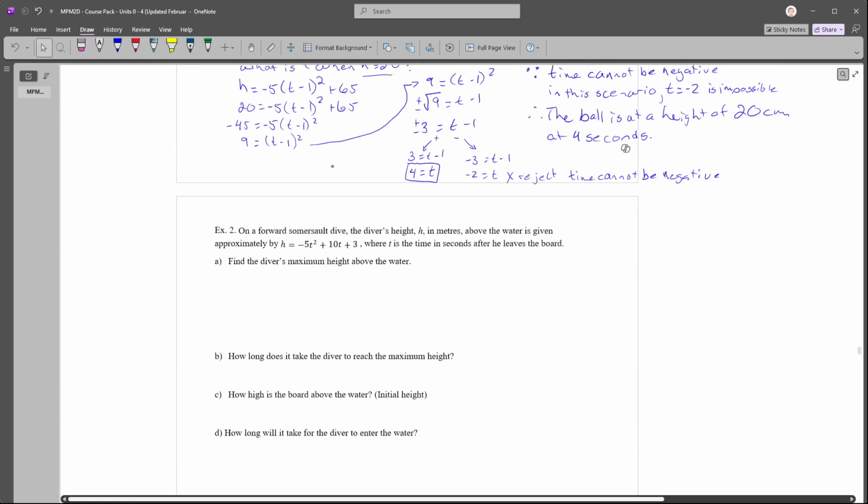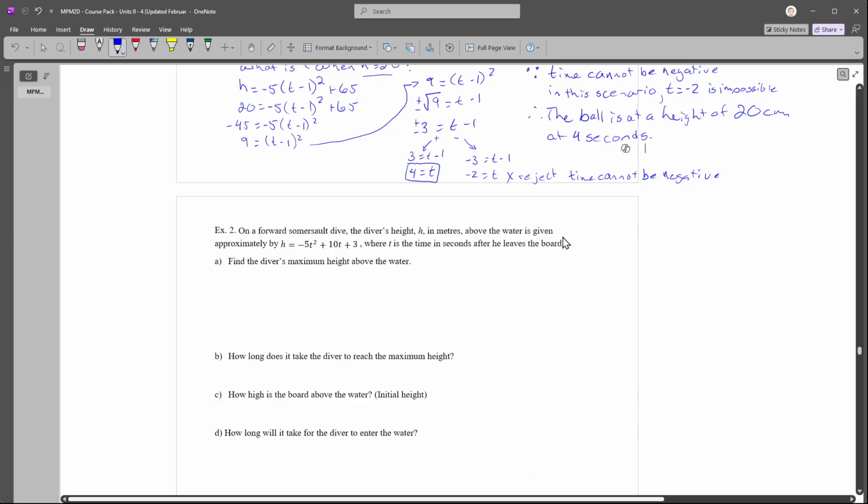We'll start here. All right. So on a forward somersault dive, the diver's height, that kind of just jumped right into the question, didn't even tell us we're talking about a diver, but whatever. On a forward somersault dive, the diver's height, h in meters, above the water is given approximately by h is equal to -5 t squared plus 10t plus 3.